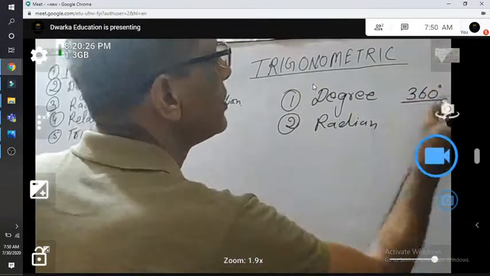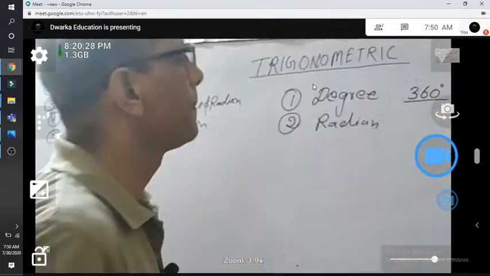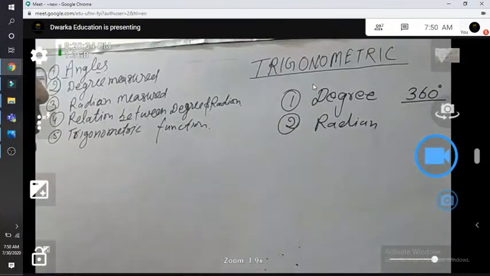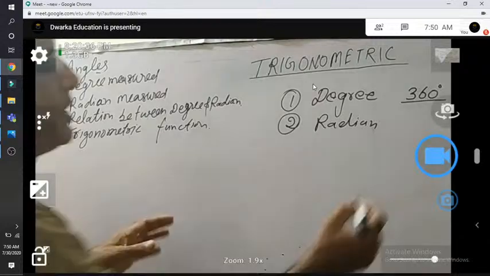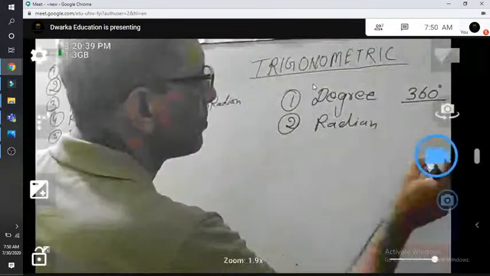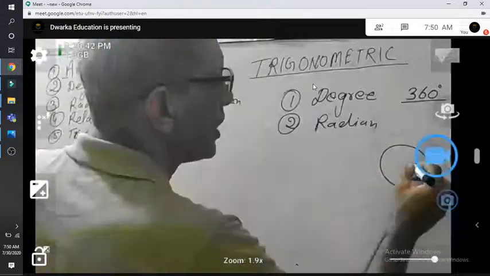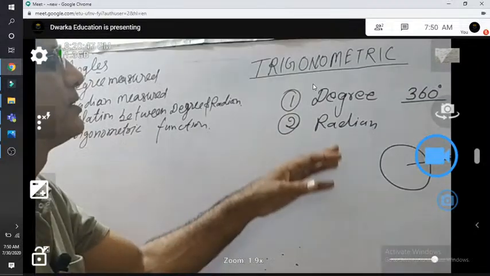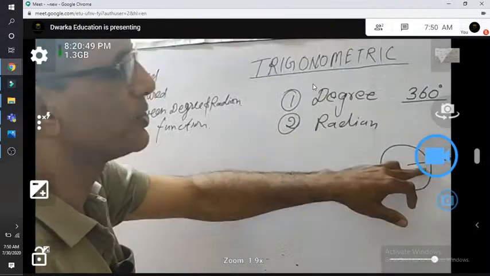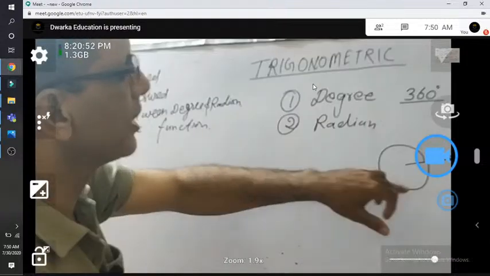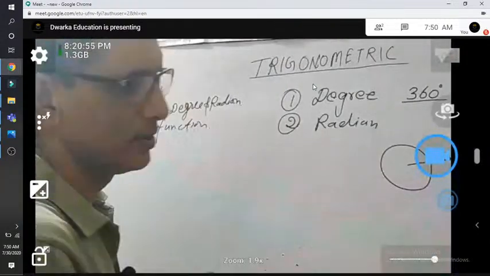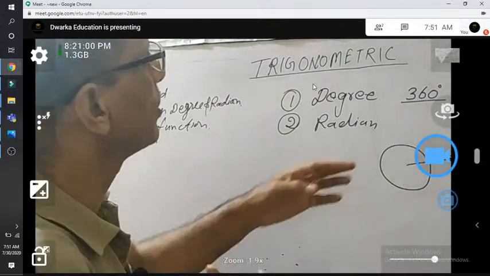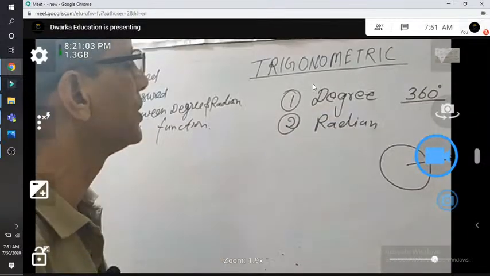This is the symbol of degree. And in a circle, a complete cycle, when a ray rotates from this point and completes and comes again on this ray, so we can say that this final position, terminal position, this angle completes 360 degrees. One round, यानी one cycle complete कर दिया, तो we can say that this is the degree of 360 degrees.